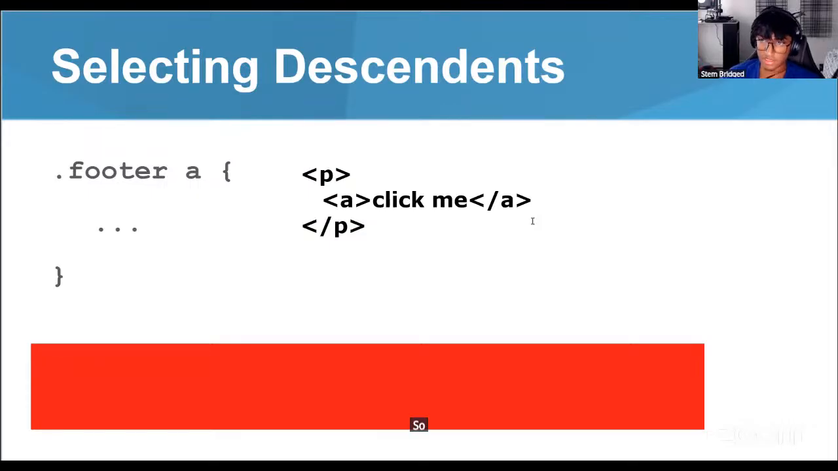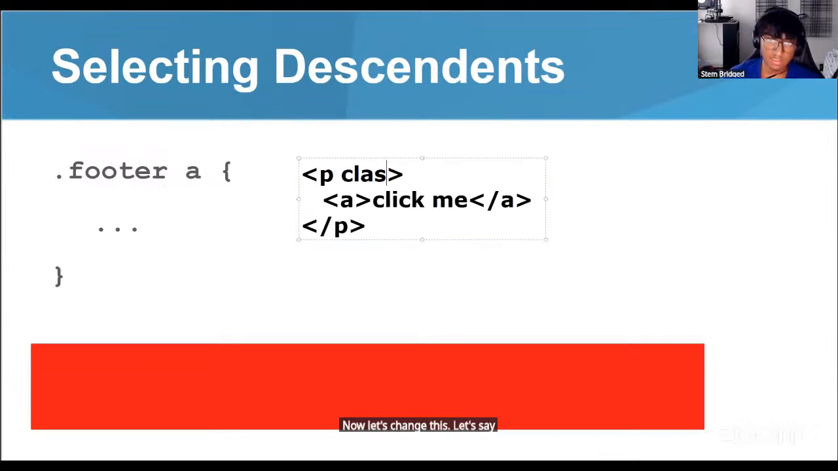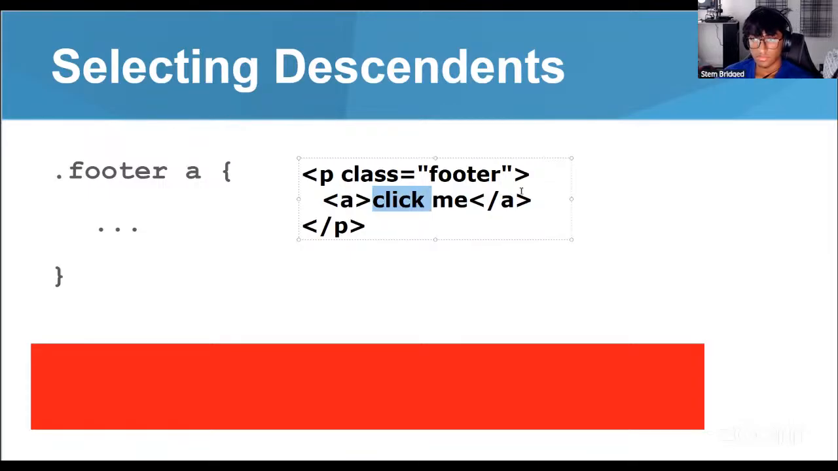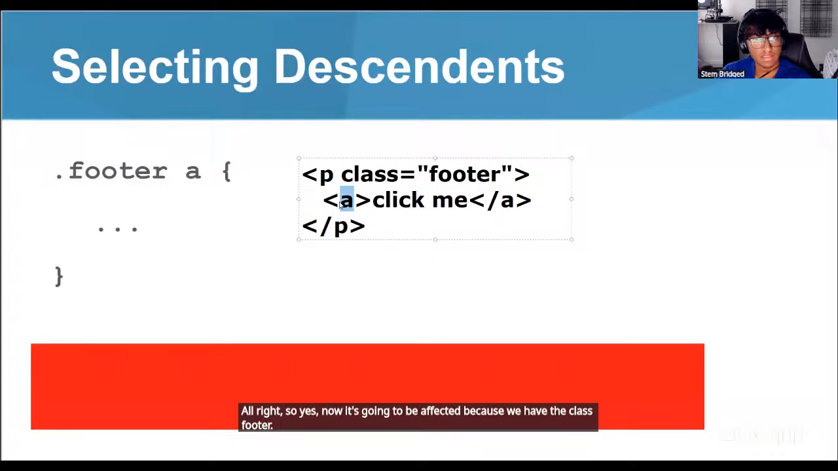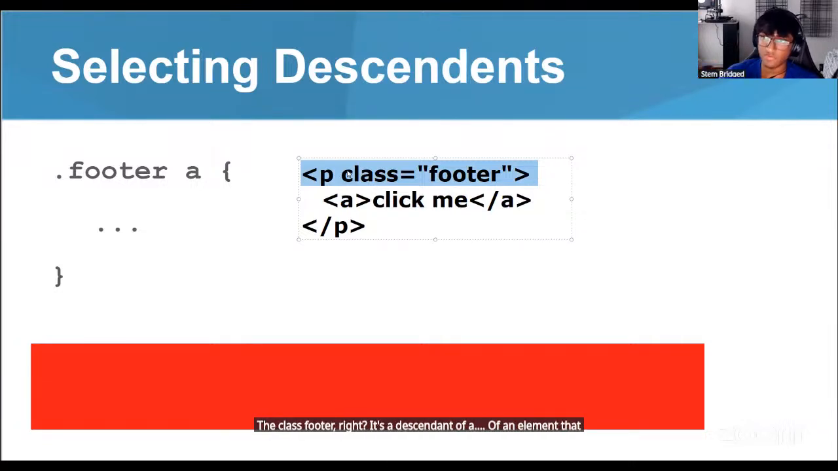So I see a mix of yeses and nos. No spamming, guys, but the answer is no, because we did not give it a class. Now let's change this. Let's say the paragraph tag has the class footer, right? There we go. Now is it going to be affected? All right, so yes, now it's going to be affected because we have the class footer. This link is a descendant of an element that has the class footer.